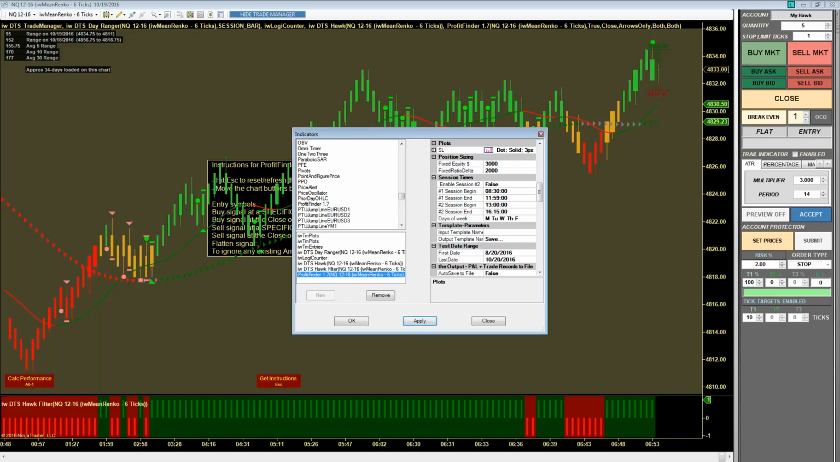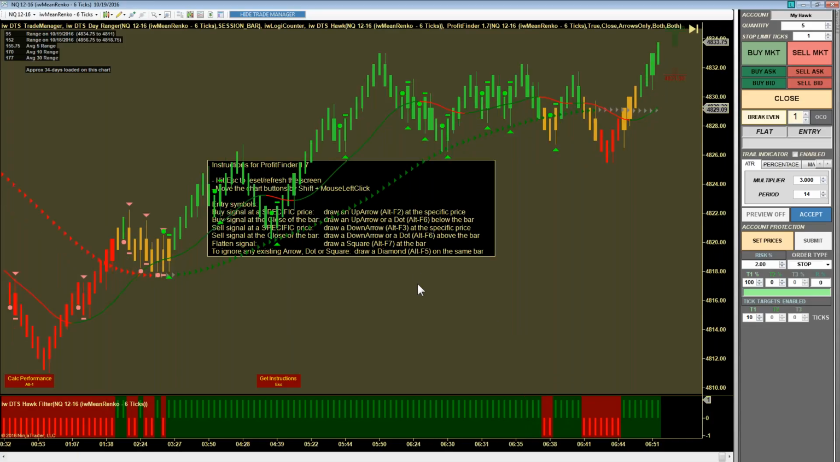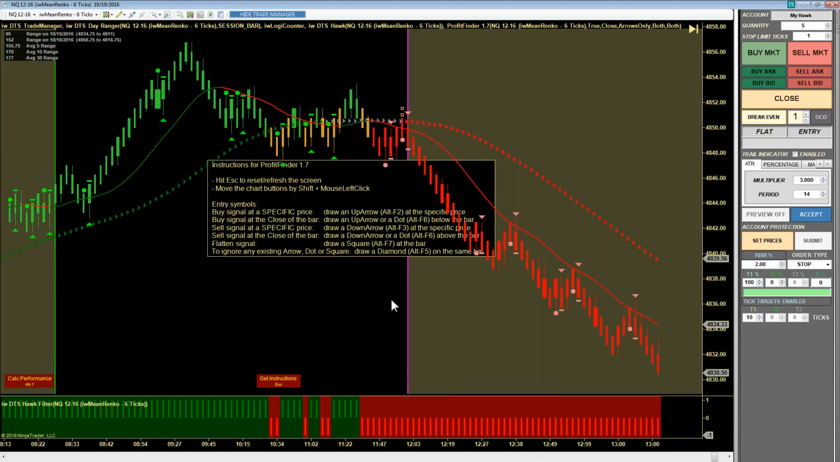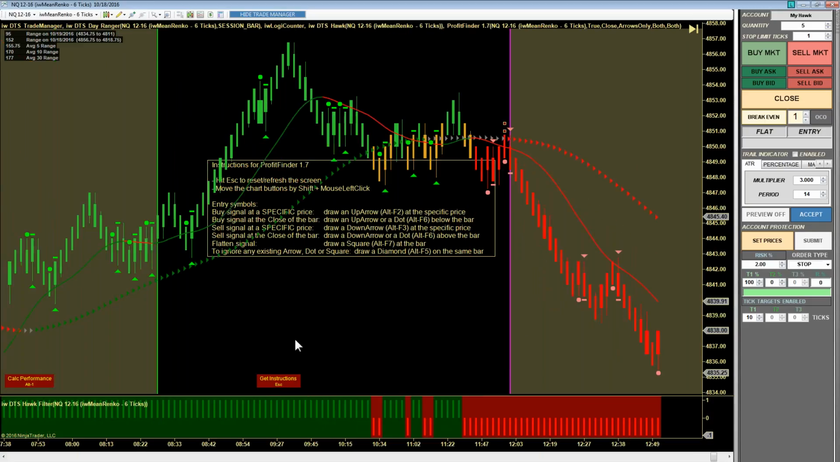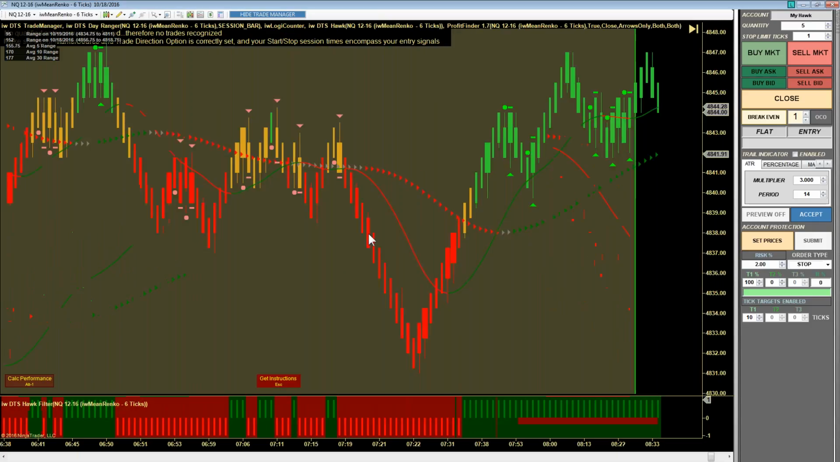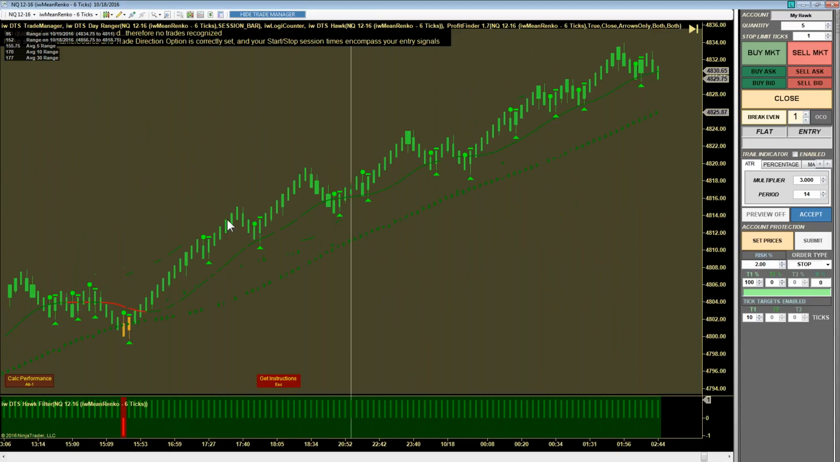Okay, now the session settings and everything are going to be off, but remember, this is just a very quick demonstration. So the trading hours are not for my time zone. You see it's blocking out all this here. Come on.